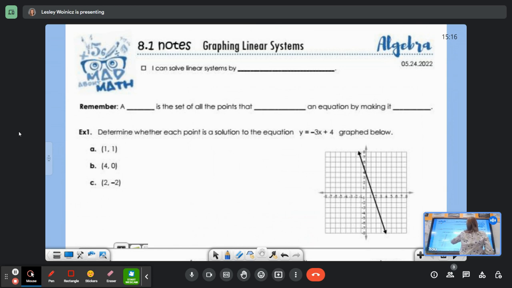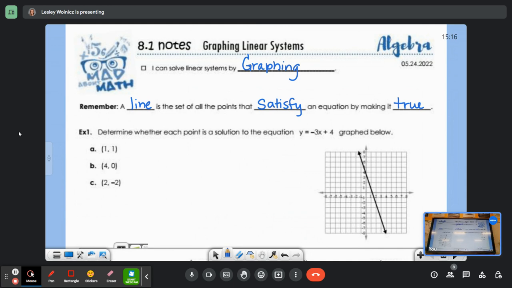Okay. So we're going to solve linear systems by graphing today. The graphing part should be kind of review. This should feel very familiar. What we need to remember for today is that a line is the set of all the points that satisfy an equation by making it true. There's that vocab word. To satisfy means make it true. So if it satisfies an equation, then it's a solution, right? So all the solutions make up the line.